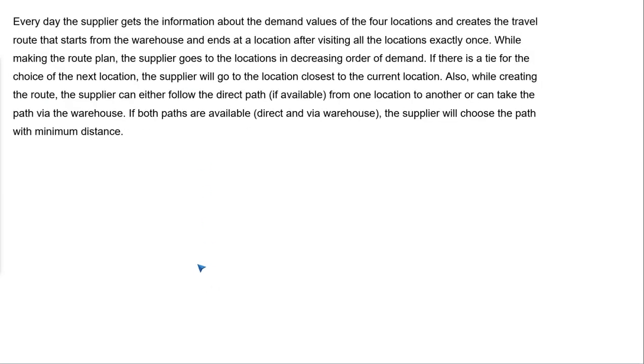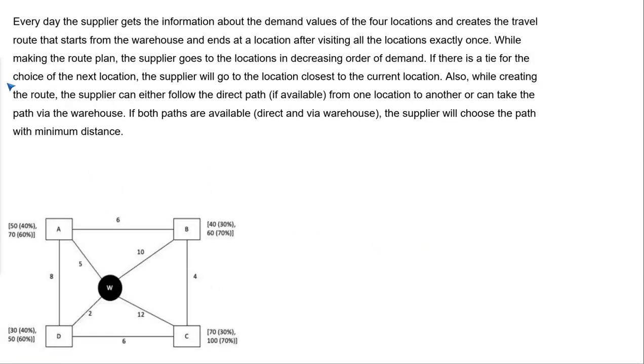Let's read that paragraph. Every day, the supplier gets information about the demand values from the 4 locations and creates the travel route such that the travel route from the warehouse ends at a location after visiting all the locations exactly once. So let me underline a few keywords. Every location is supposed to be visited exactly once.